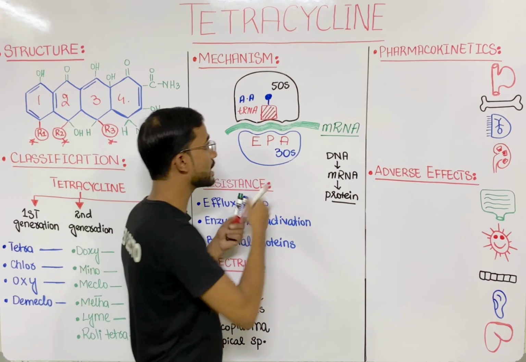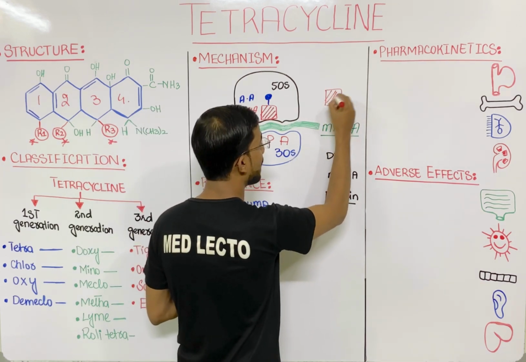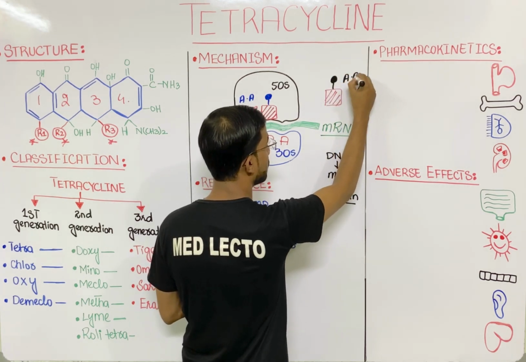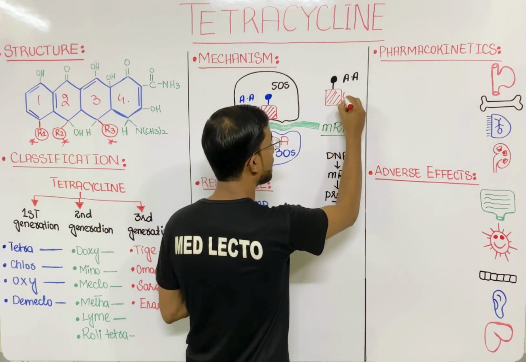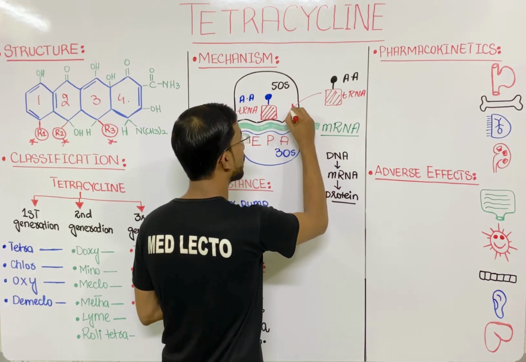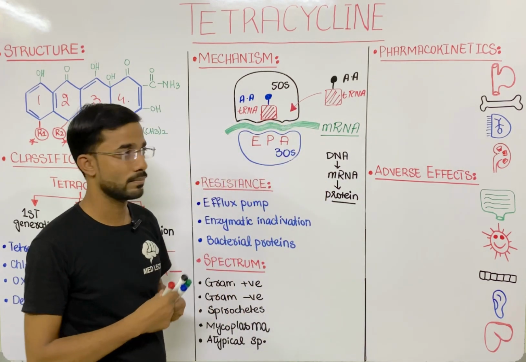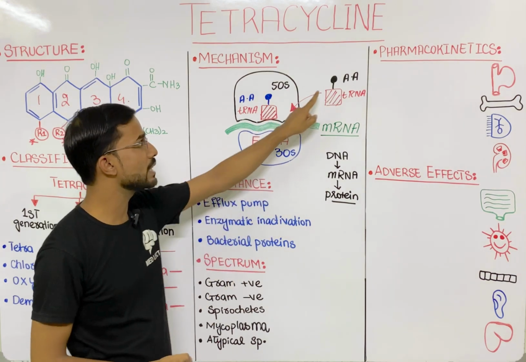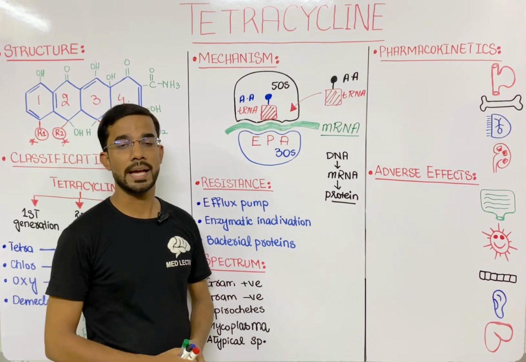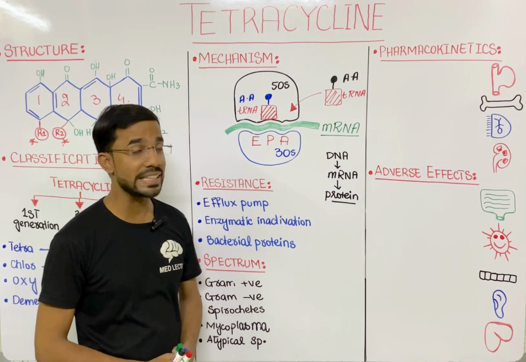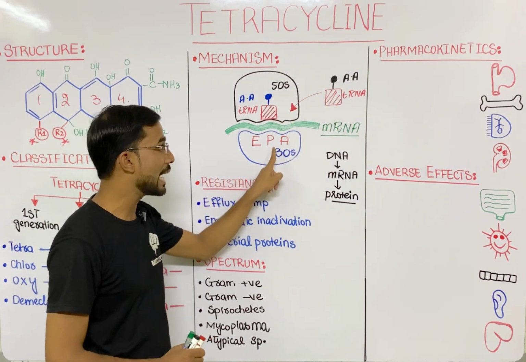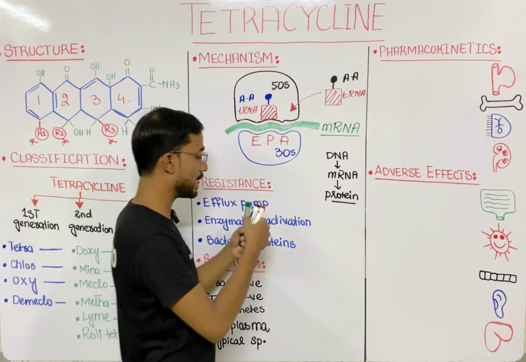Next we will see the second transfer RNA having a different amino acid. Here is the different amino acid attached to the tRNA, which will bind to the A site, or you can say aminoacyl site. That is the normal process, and ultimately you will see the bond formation between the two different amino acids. But we will see how tetracycline plays its role in the inhibition of the binding of the incoming tRNA at the A site.